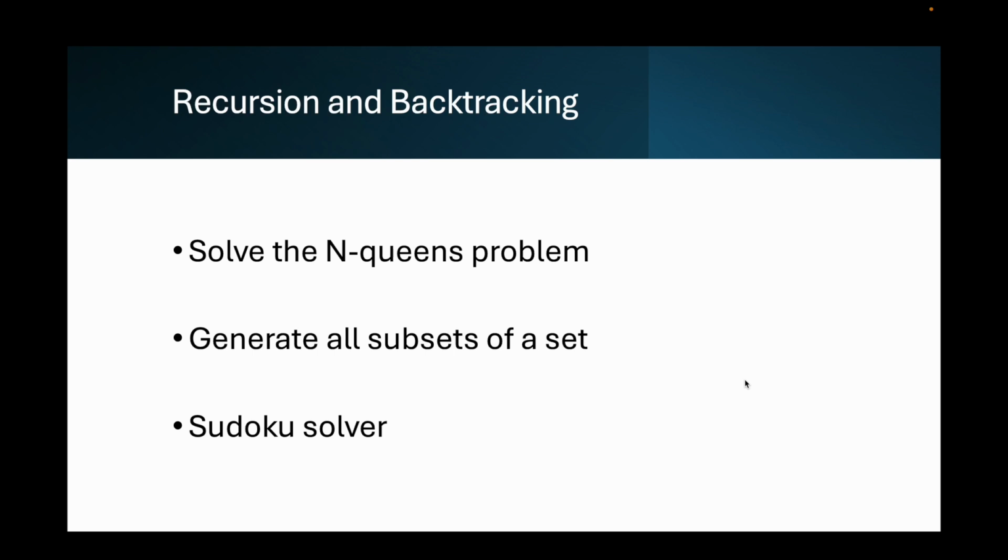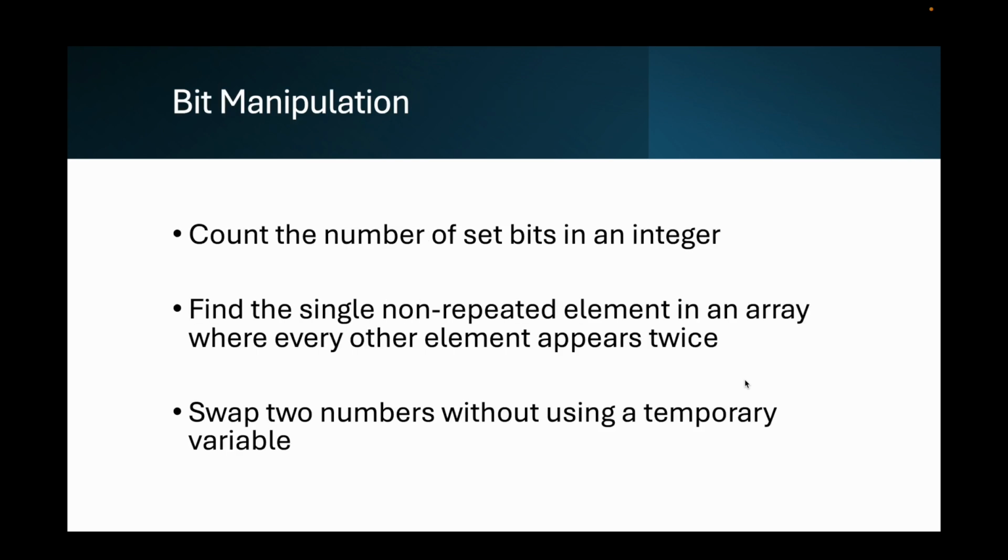Another common thing is bit manipulation, where we can count the number of set bits in an integer. We can find the single non-repeated element in an array where every other element appears twice. And finally, we're going to look at swapping two numbers without using a temporary variable. That's kind of interesting, one of my favorites.